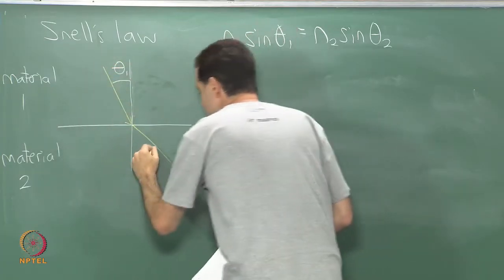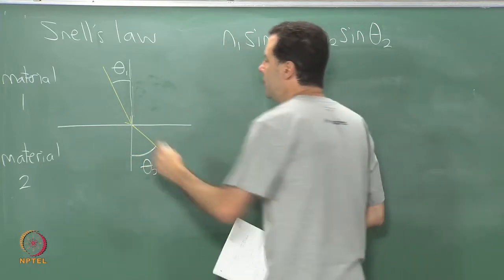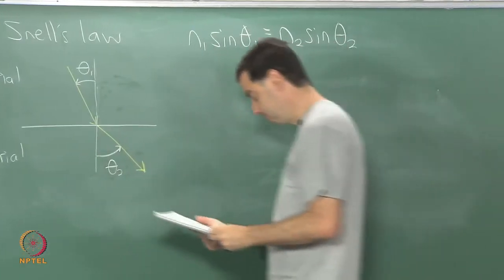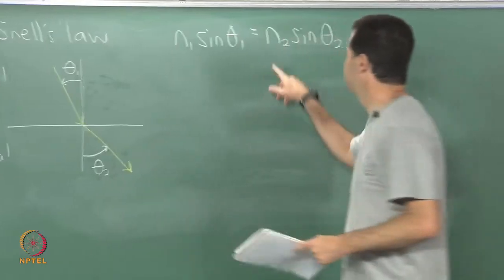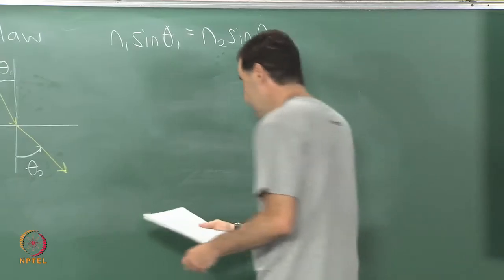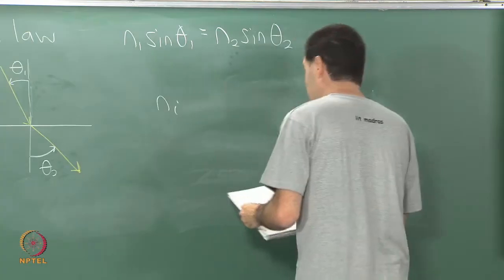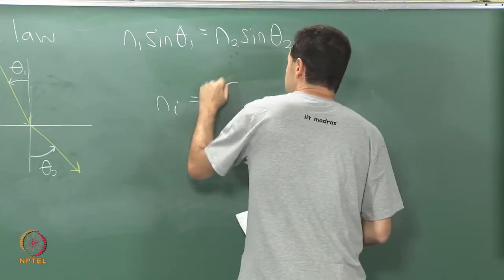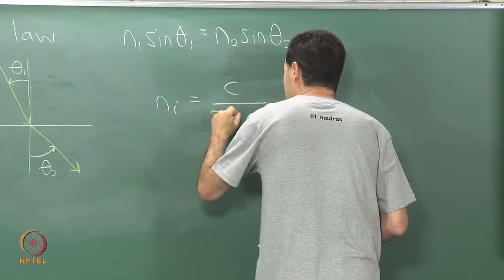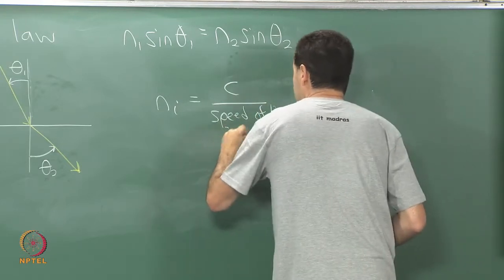Theta 1, theta 2. These are both meant to be positive angles, so whichever way you. And I guess I haven't fulfilled the formula here in terms of putting in all of the components and defining them. So the n's, I'll put n sub i is equal to c, the speed of light in a vacuum, over the speed of light in the medium.